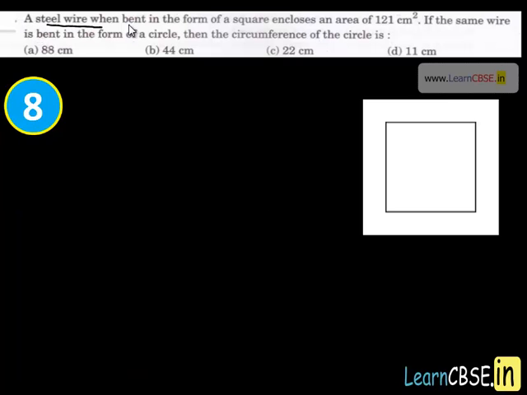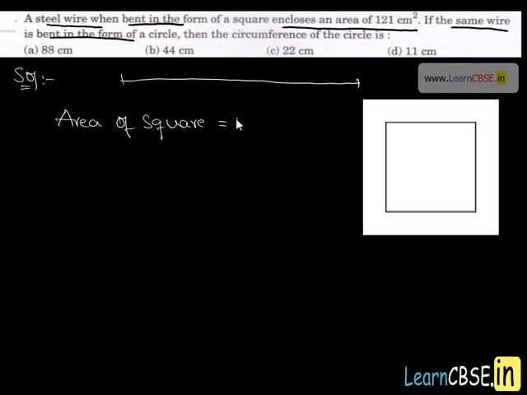A steel wire, when bent in the form of a square, encloses an area of 121 centimeters square. If the same wire is bent in the form of a circle, then we have to find out the circumference of the circle. Let's work out the problem. In the above question, we have a steel wire of unknown length. In the first case, it is bent in the form of a square and we are given the area of the square is 121 centimeters square. We define area as the surface covered by the closed figure.